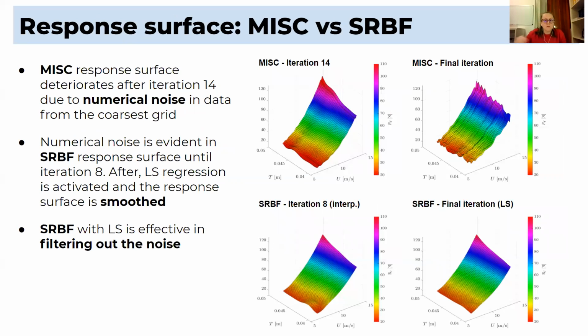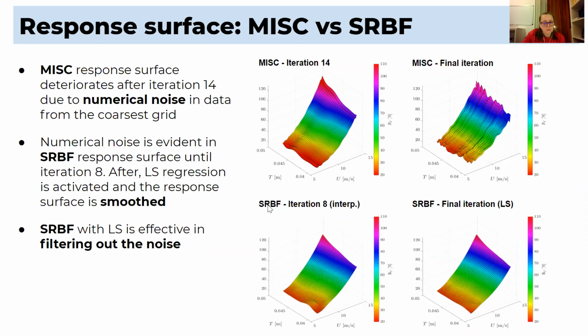We observe that basically the result of MISC at iteration 14 is quite, let's say, reasonable. But this behavior then worsens a bit. That's what we already expected looking at the convergence plot. So the surface is very irregular, and this has to do with the numerical noise in the data we have. Especially the coarse grid produces quite noisy simulation. So then this is the result.